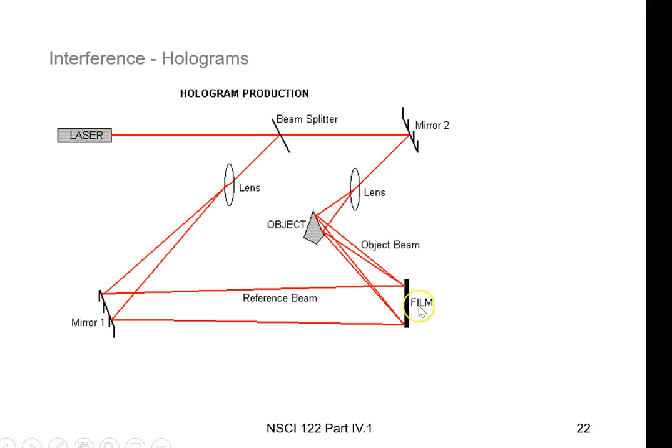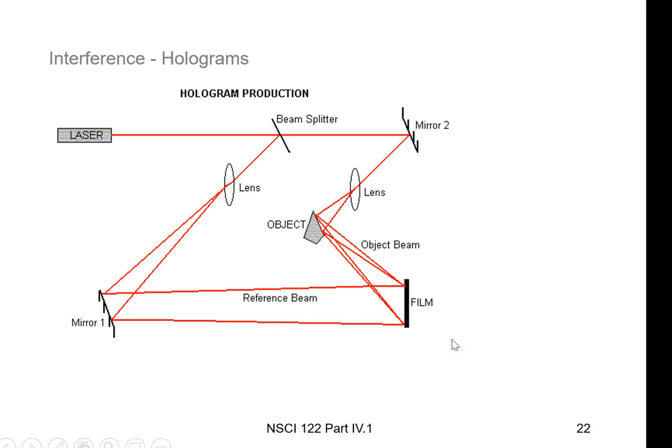Now, here's where the interference is occurring. It's on the film. So the reference beam, the light in the reference beam, is interfering with the light that's reflected off of the object, so the light in the object beam. And so at the film, you're getting points of varying brightness. That is recorded onto the film. So you expose the film to that pattern.